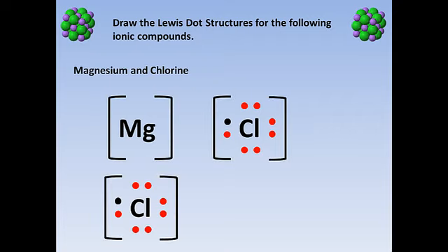Place brackets around each atom and assign the correct charge to each atom. Magnesium lost 2 electrons, so it has a +2 charge. Each chlorine gained 1 electron, so each chlorine has a -1 charge, and they are now called chloride ions. Notice that the charges add up to 0 because a +2 plus -1 plus -1 add up to 0.